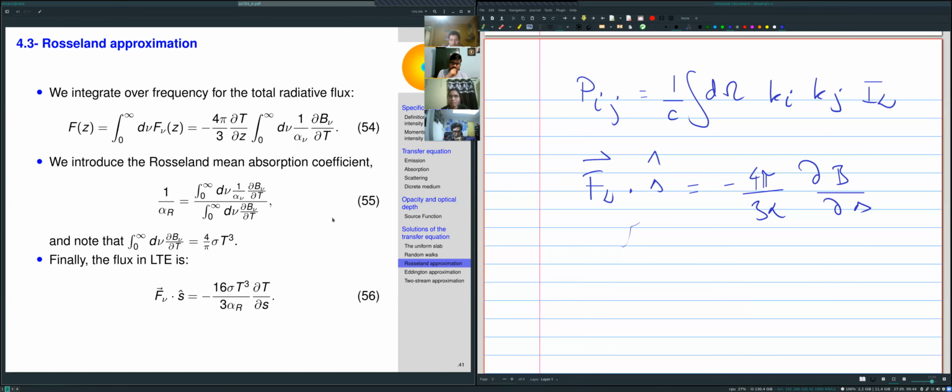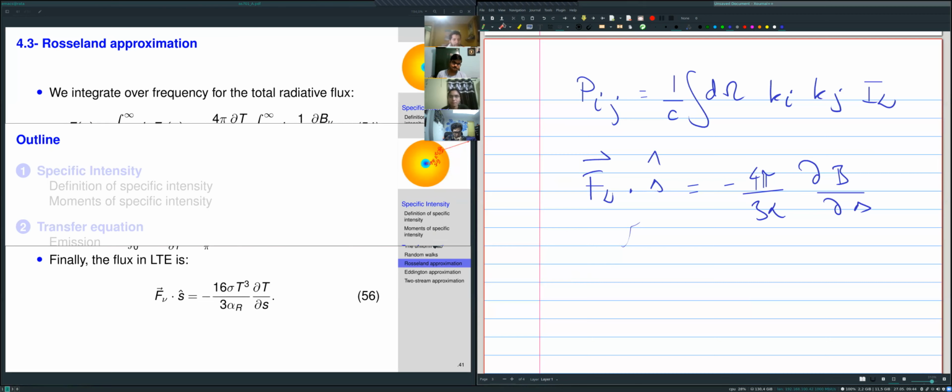Now, we can take this a bit further, and we can integrate over frequency, and we get the bolometric radiative flux. So we integrate over all frequencies, and we get not the flux density, but rather the flux, the bolometric flux. We apply here the chain rule of differentiation. Well, this is not completely clear, so I think it's worth writing it down.